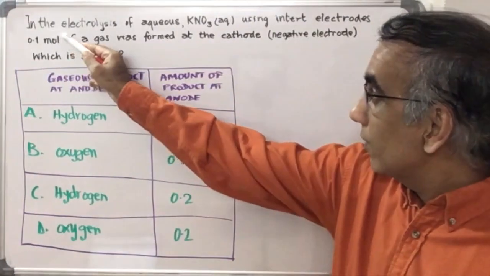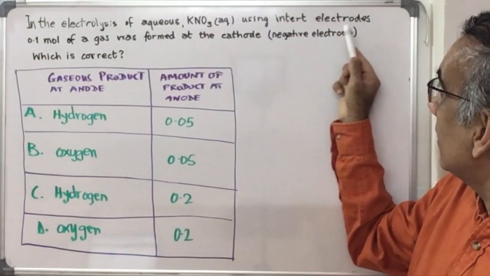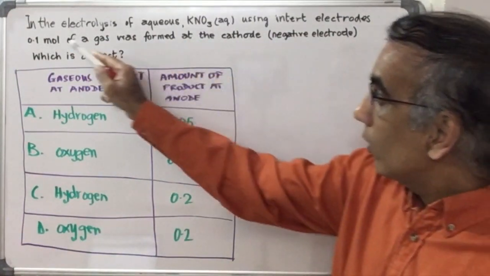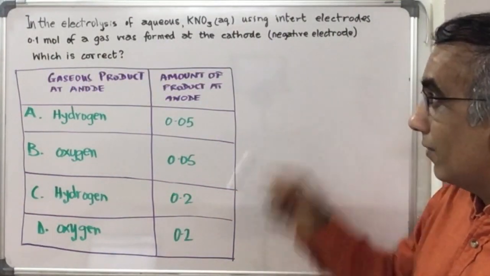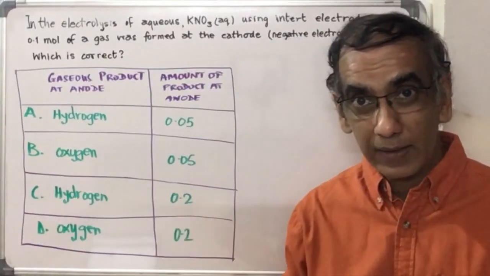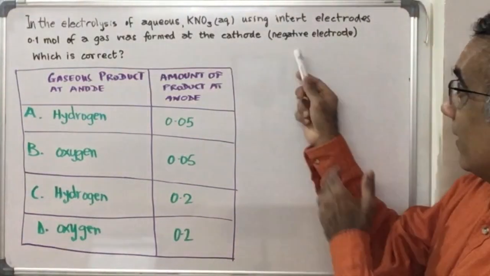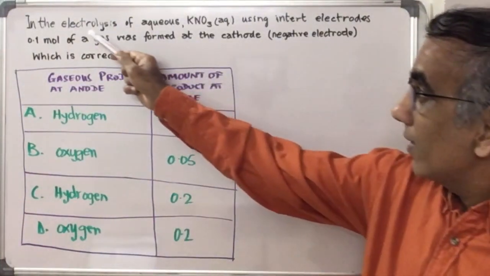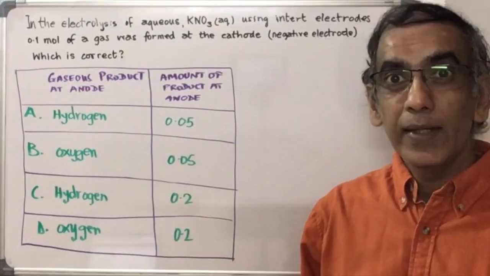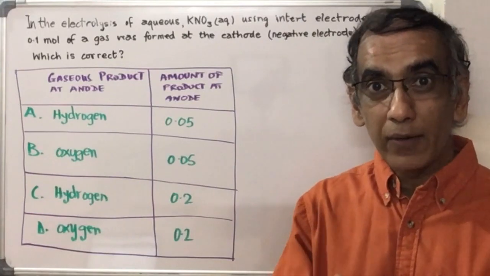In the electrolysis of aqueous potassium nitrate using inert electrodes, 0.1 mole of a gas was formed at the cathode or the negative electrode. Which is correct? Well, the fact that they said the cathode is the negative electrode and the fact that they said we have electrolysis should prompt you to draw a diagram like this one.